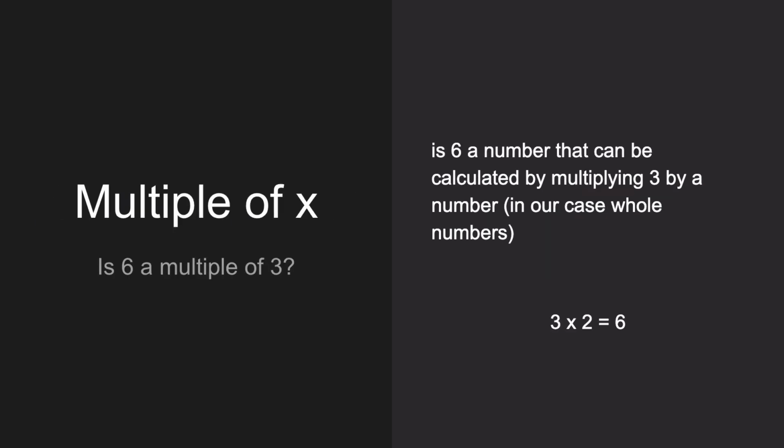A multiple of x. Is 6 a multiple of 3 is a question we might be asking. So is 6 a number that can be calculated by multiplying 3 by a number? In our case, whole numbers. So 3 times 2 equals 6, so therefore it is.